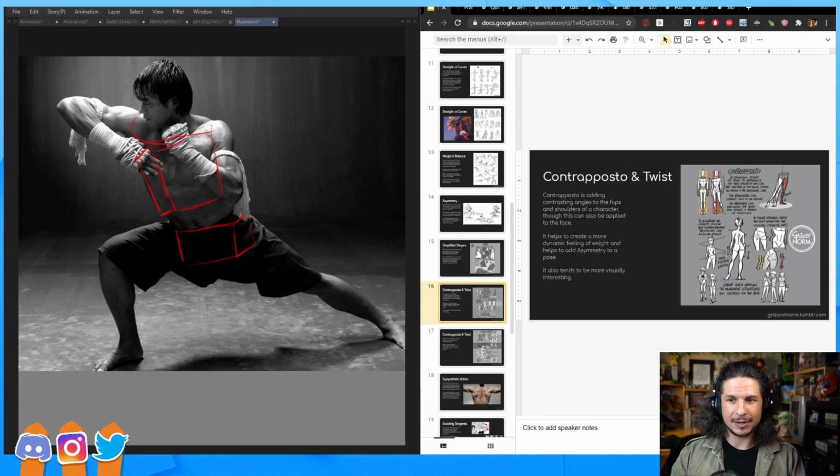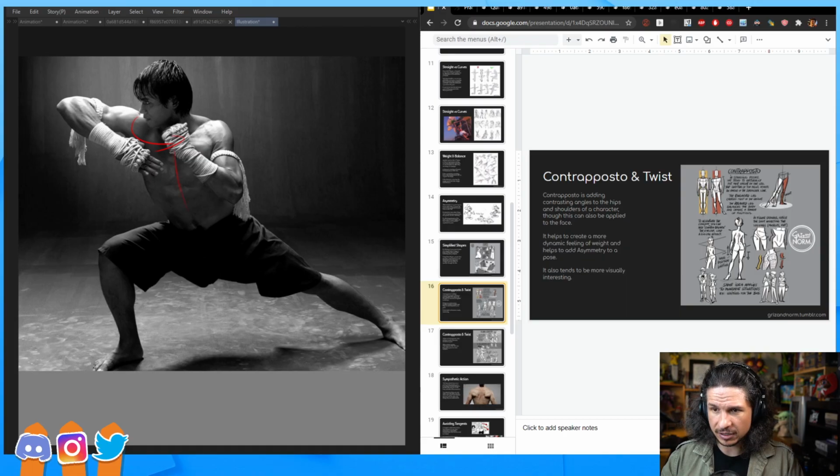Now that's way too far. That would snap his spine right there if that was the actual twist. But take a look at where things are pointing. And usually if the character wasn't wearing black shorts, you could use the center line. So for example, the center line of the chest is right here. The center line of the hips is probably right there.